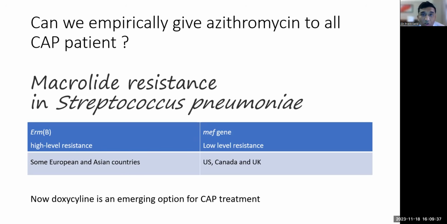So in India, both erm B and mef gene associated mutations are rising. Nowadays data is showing that macrolide resistance is rising in the community. While mef gene related is a low level resistance, in which despite resistance you can use azithromycin. It is seen in the USA, Canada, and the UK. Nowadays, many consultants prefer doxycycline as the emerging option for community acquired pneumonia. So one beta-lactam antibiotic along with doxycycline is the emerging option for CAP.